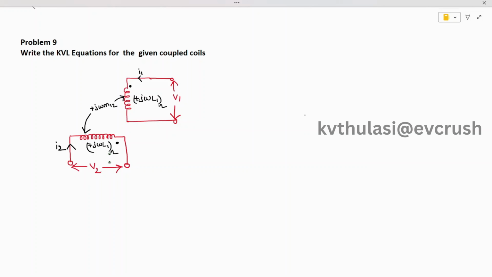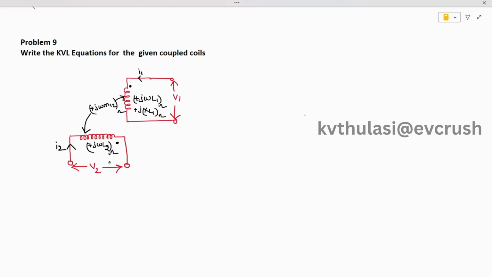The self-inductance of this coil is given as plus j omega L1, which we can also write as plus j XL1 ohms. It's nothing but inductive reactance. And here the self-inductance of the second coil is given as plus j omega L2 ohms. But these two inductors are coupled with a mutual inductance of plus j omega M12 ohms. The unit here is also ohms. So this is the data given to us.